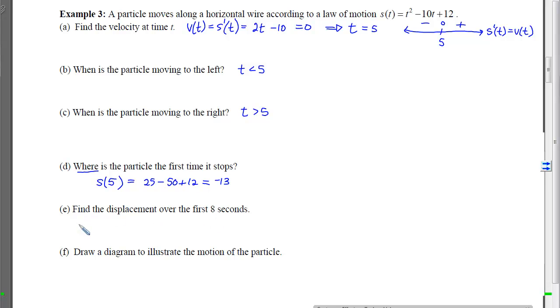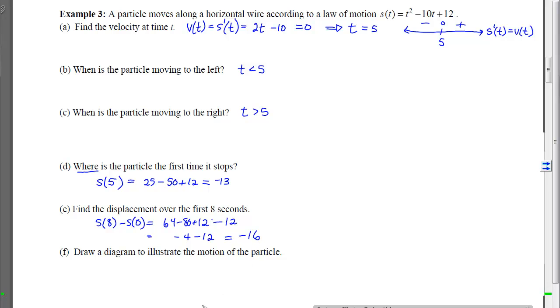Part E says I want to find the displacement over the first 8 seconds. So that means I want to know where I end up minus where I started. If I plug 8 into the function, I get a 64 minus an 80 plus a 12. Well, that's a 76 minus an 80 gives me a negative 4. And then I'm going to subtract s of 0, which means I plug zeros in here and I get a 12. So if I have a negative 4 minus 12, I get a negative 16. What this means for you in context is that we are now 16 units further to the left than when we started.